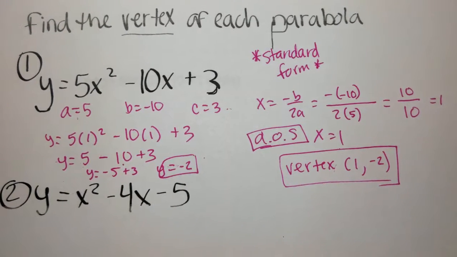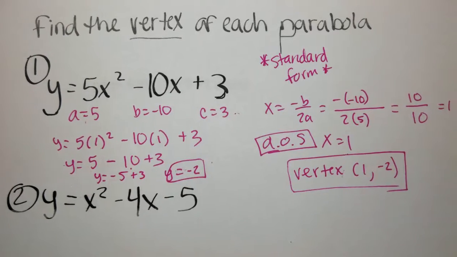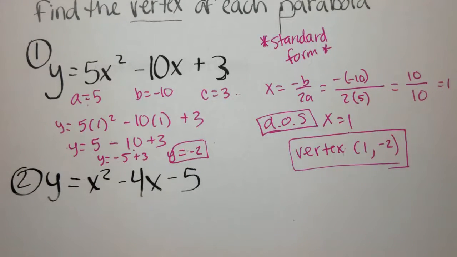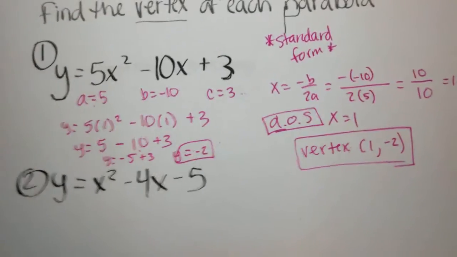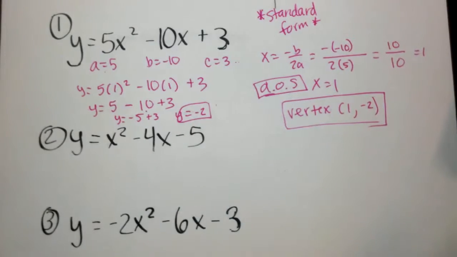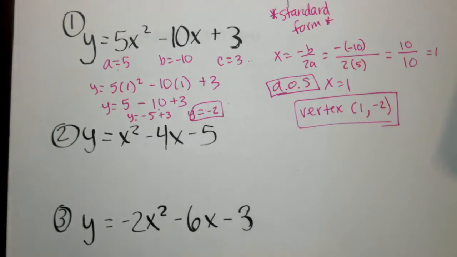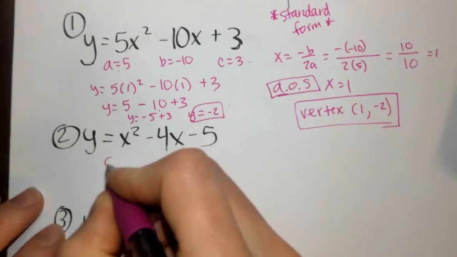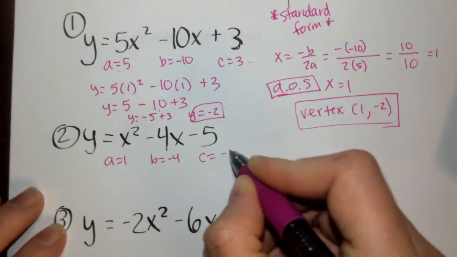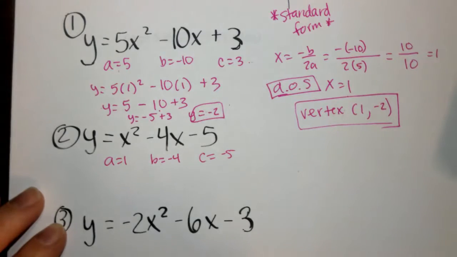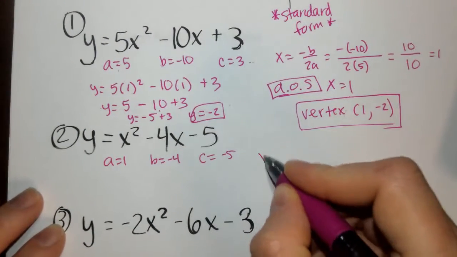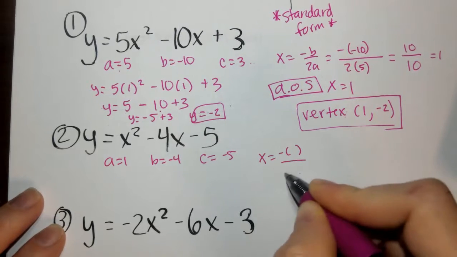Pause this if you need to get caught up on writing. I'm going to start moving on to example 2 for this. Okay, for example 2, starting off the same way we did here. A equals 1, B equals negative 4, and C equals negative 5. Alright, so first things first, we found our axis of symmetry. X equals negative B over 2A.